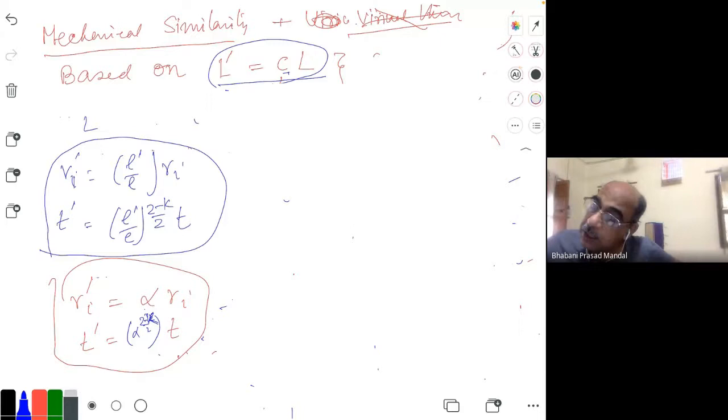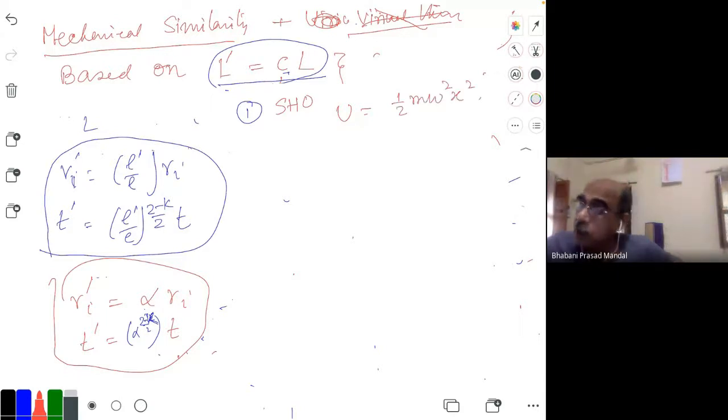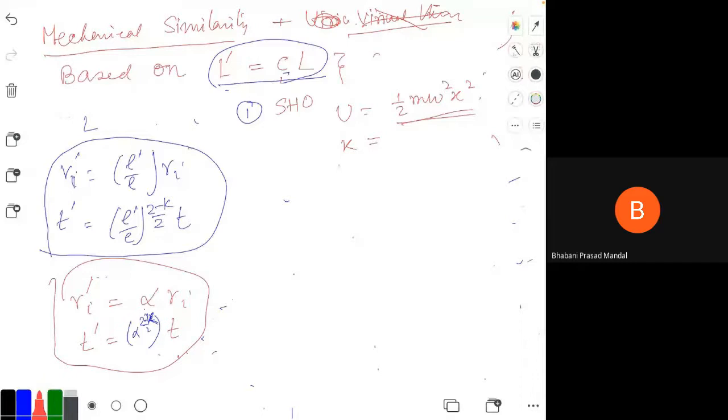For example, let us take a simple harmonic oscillator. The potential energy is half k x square, let me write it as half m omega square x square, right? In this case, k is the order of homogeneity of the potential energy. In this case, k equal to 2. Good. So k equal to 2.